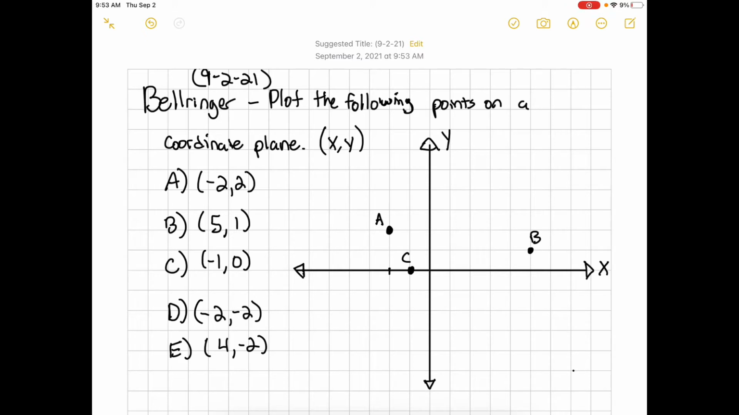-2, -2 for D. So I'm going to go left 2, and I will go down 2 and put a point. So there's D. And then E is positive 4, -2. So we'll go right 4 and down 2. There's E. Okay, so make sure you have this bell ringer in your notebook.